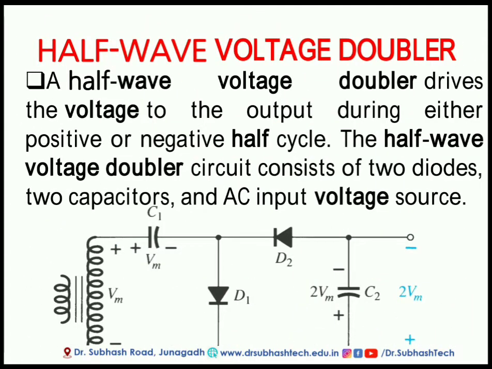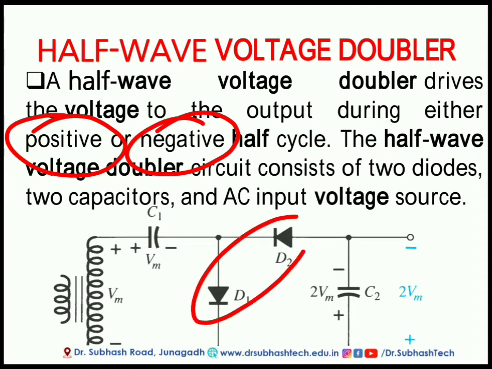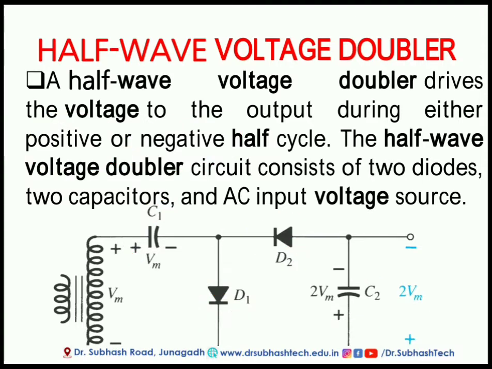Now a half wave voltage doubler is nothing but either the positive half cycle or the negative half cycle is used to double the voltage. Means a half wave voltage doubler drives a voltage to the output during either the positive or negative half cycle. The half wave voltage doubler circuit consists of 2 diodes and 2 capacitors. Here the main part and heart of this circuit is the capacitor and diode. Only these capacitors and diodes are used for the voltage doubler.